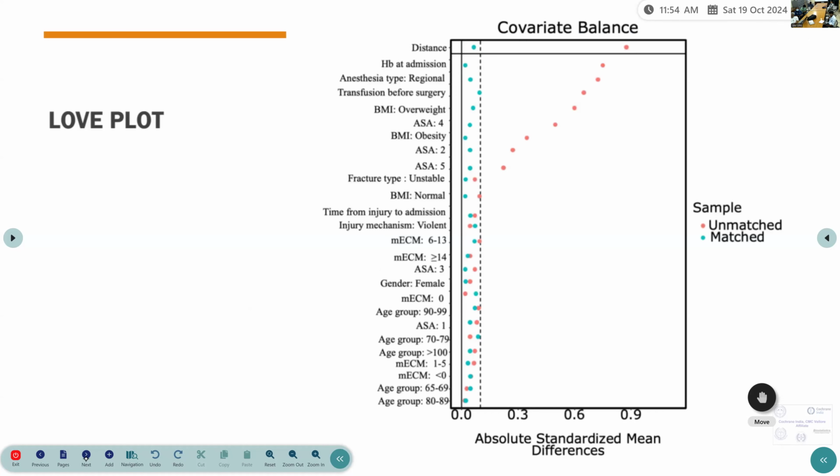This is a love plot which shows us the absolute standardized mean differences between the different covariates, and the orange dots are the difference between the standardized means in the treatment group versus the control group before matching, and then the green is after matching. So this shows us that after matching, the groups look very similar when we look at the covariates.